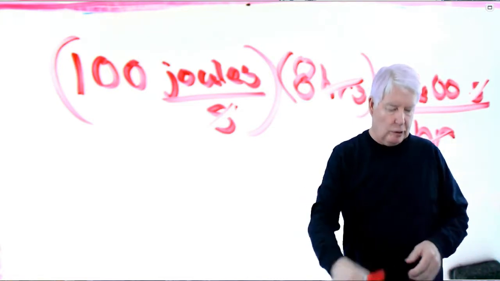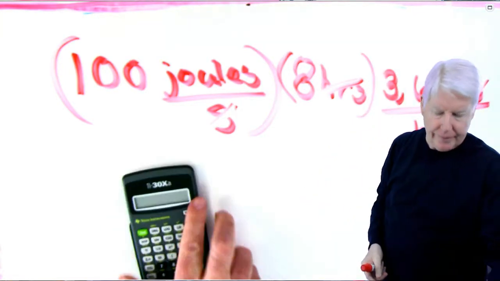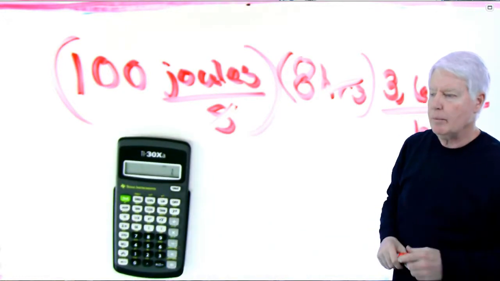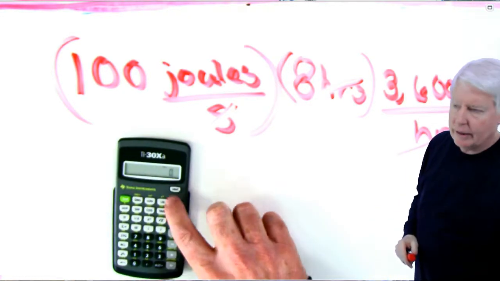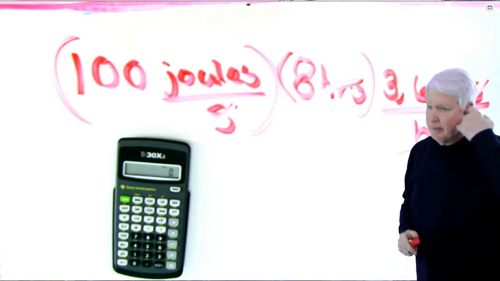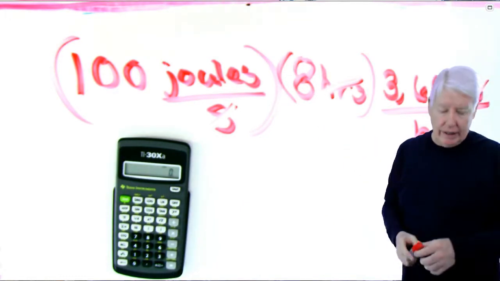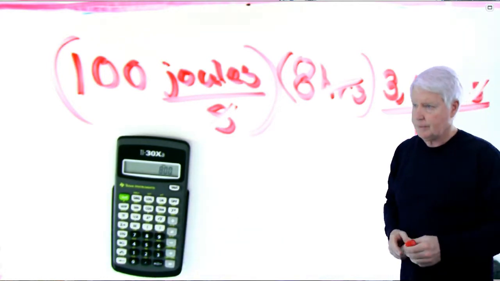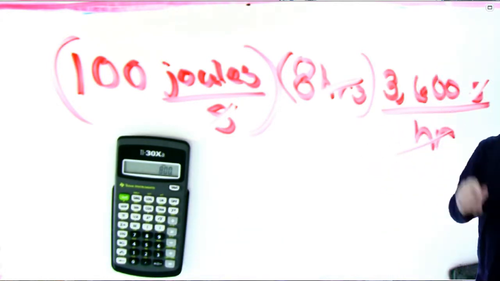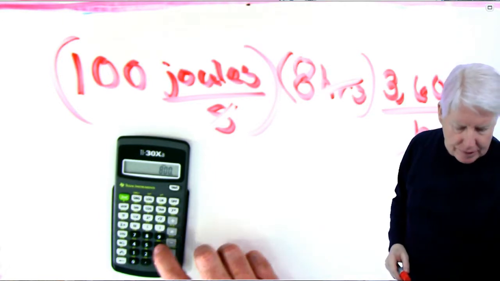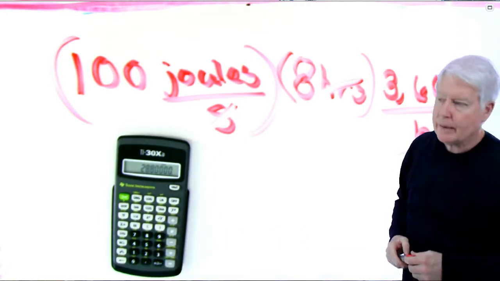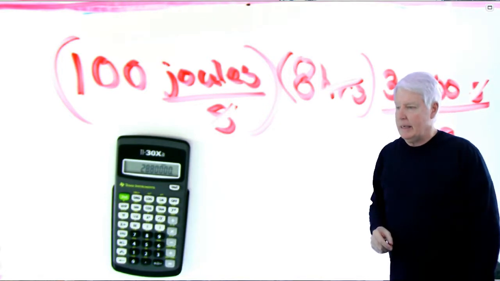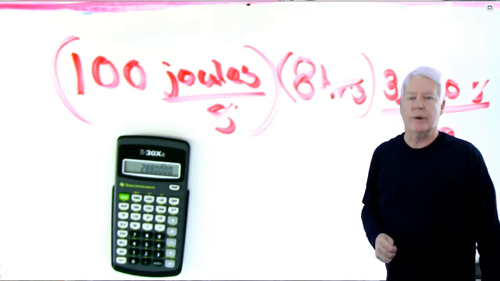So now we just have to multiply this through. Put my calculator up there, make sure it's cleared. I always turn it off and on just to make sure. Then I'm going to go 100 times 8. 100 times 8 equals 800, of course, times 3,600. And there it is. It's going to be 2,880,000 joules is the correct answer.